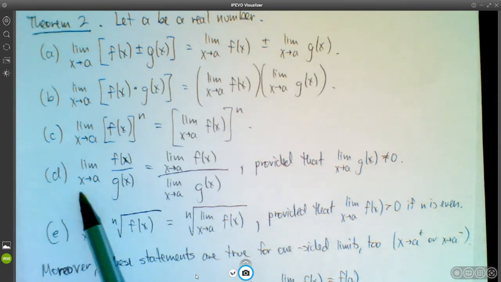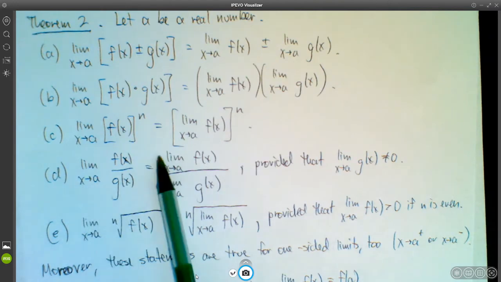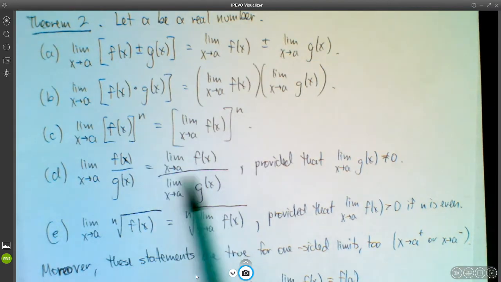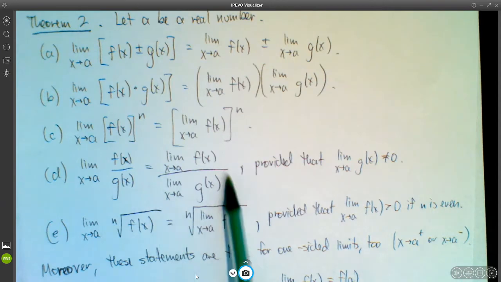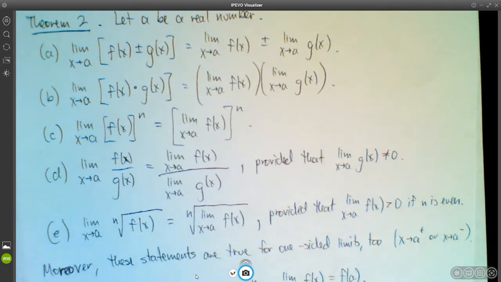So in part D, you can distribute the limit across the division provided that the limit as x approaches a of g of x is not 0, right? Because if this thing is 0, then of course the division is undefined. So there is that kind of proviso, I guess.